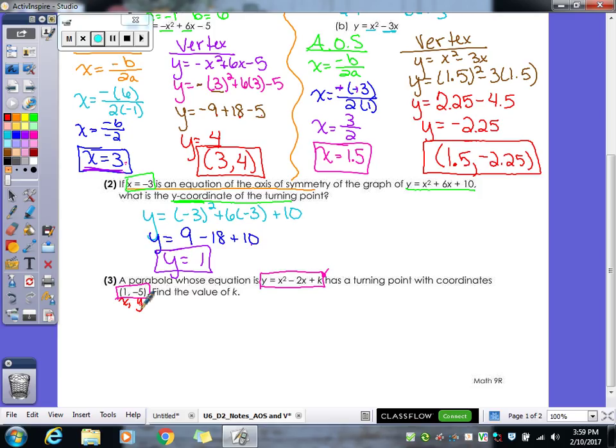So what we're going to do is plug those numbers into here, and then we'll be able to find our k. So instead of y equals, it's going to be negative 5 equals, and then it's 1 squared minus 2 times 1 plus k. So 1 squared is 1, 2 times 1 is negative 2, plus k. So negative 5 equals 1 minus 2, which is negative 1. And then add my 1 over. So negative 4 equals k. And there we go.